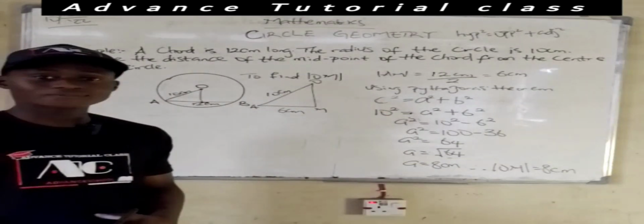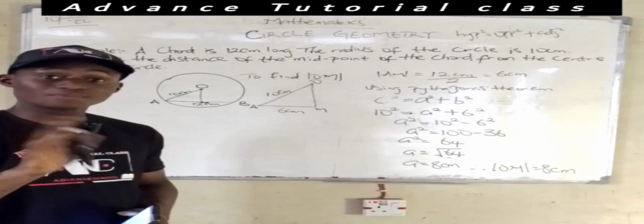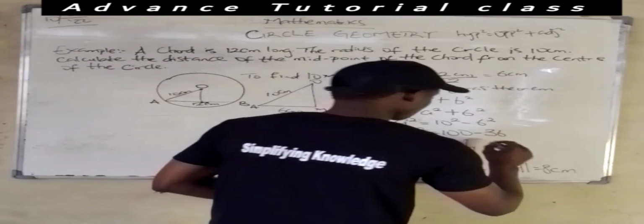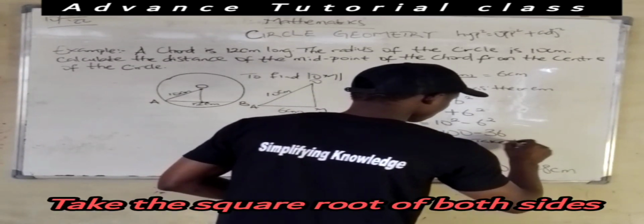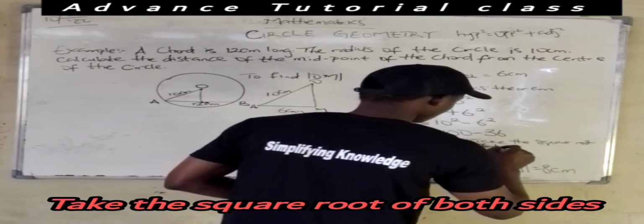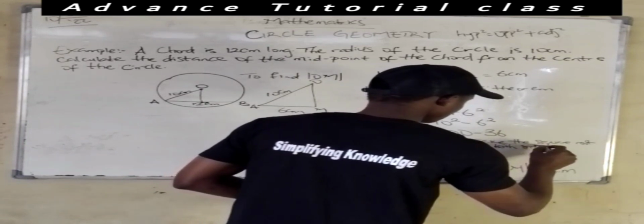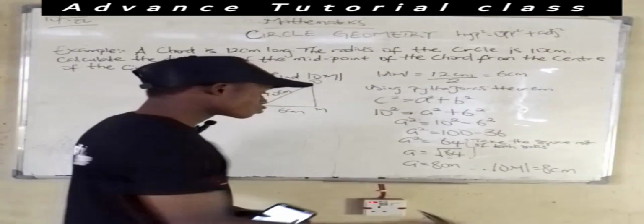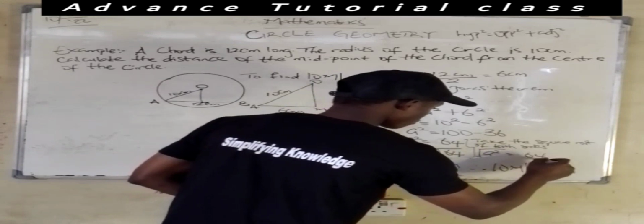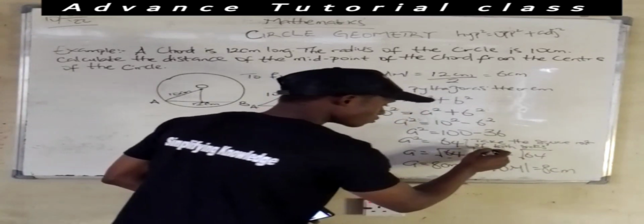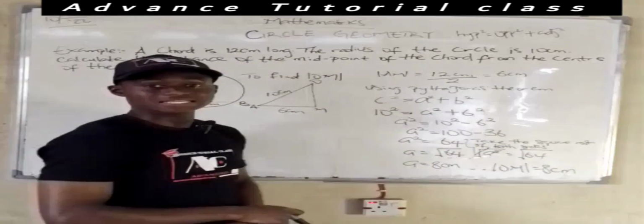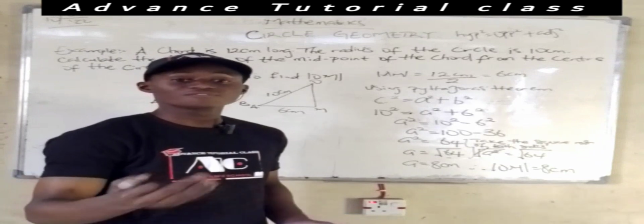If you have perhaps any issue with clarity concerning what happened in this place, let me open it up for you to see. Take the square roots of both sides. Now what happens is that the square root cancels out the square. So we'll be having something like this: A squared equals 64. The square root cancels out the square, and the square root of 64 is what finally gave us 8 centimeters. So with that, I'll be moving to the second theorem.